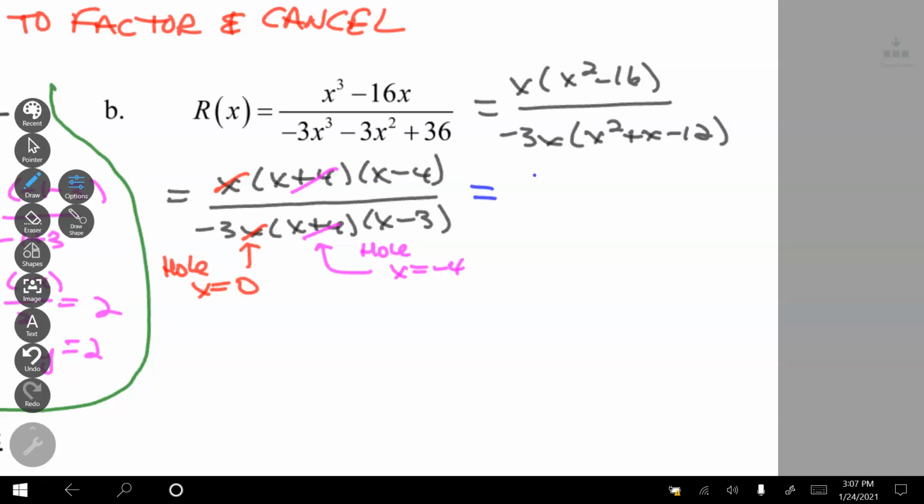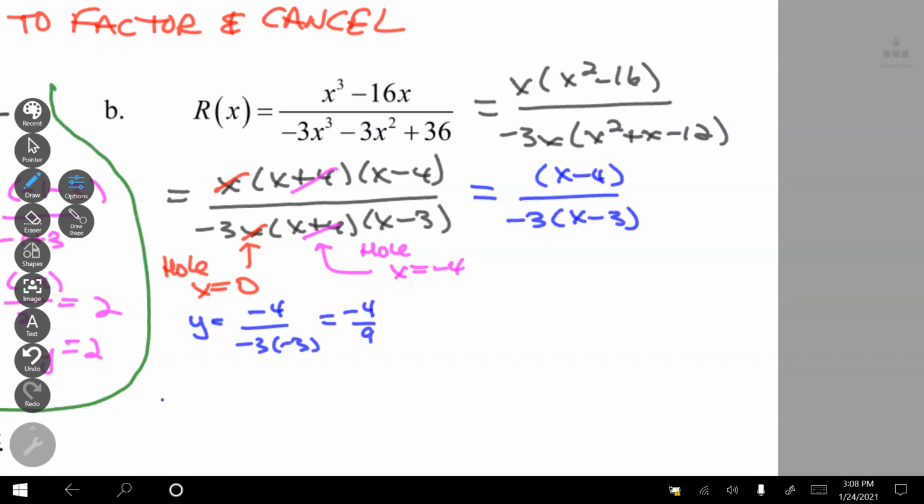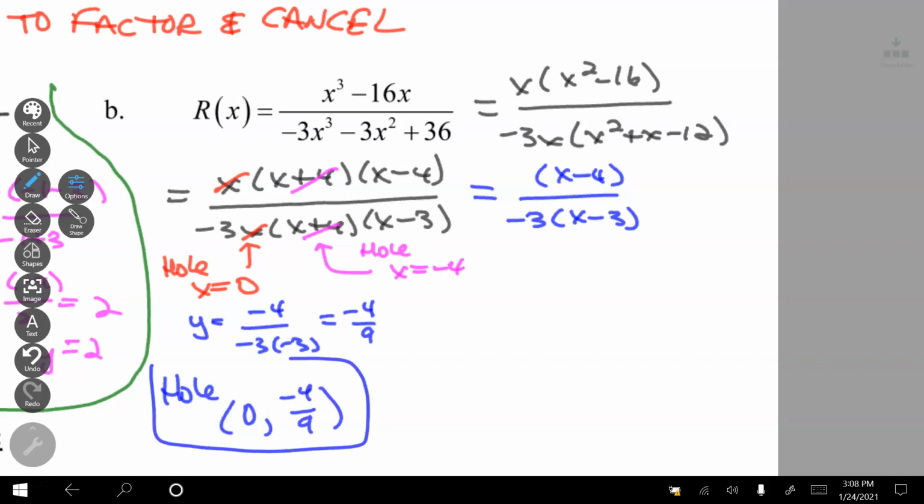When I cancel those things out, I'm left over with x minus 4 in the numerator, and don't forget I have a negative 3, x minus 3 in the denominator. So that's what I'm going to work with. Now I have to find the y values. So the first thing I'm going to do is plug 0 in to find the y value, and I get negative 4 over negative 3 times negative 3. I get negative 4 over 9. So I have one hole at 0 for the x and negative 4 over 9 for the y value.